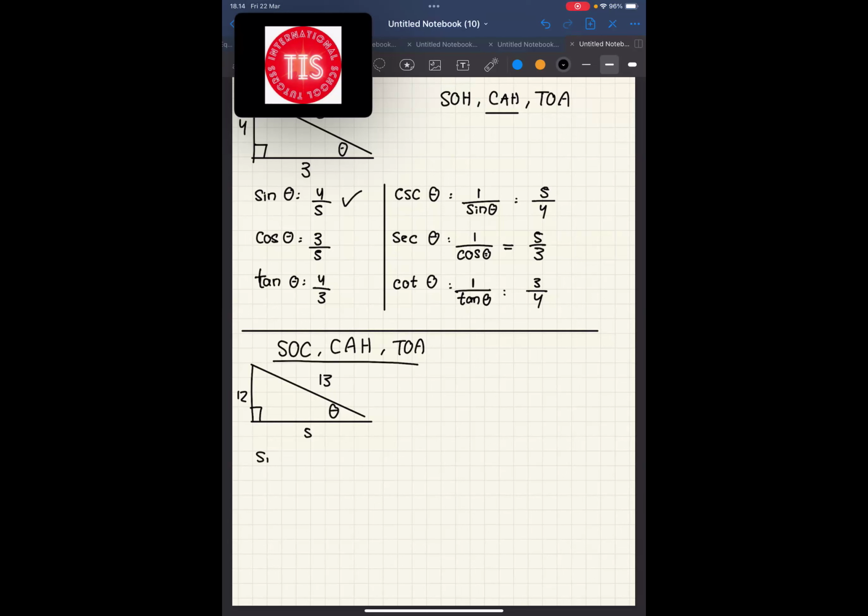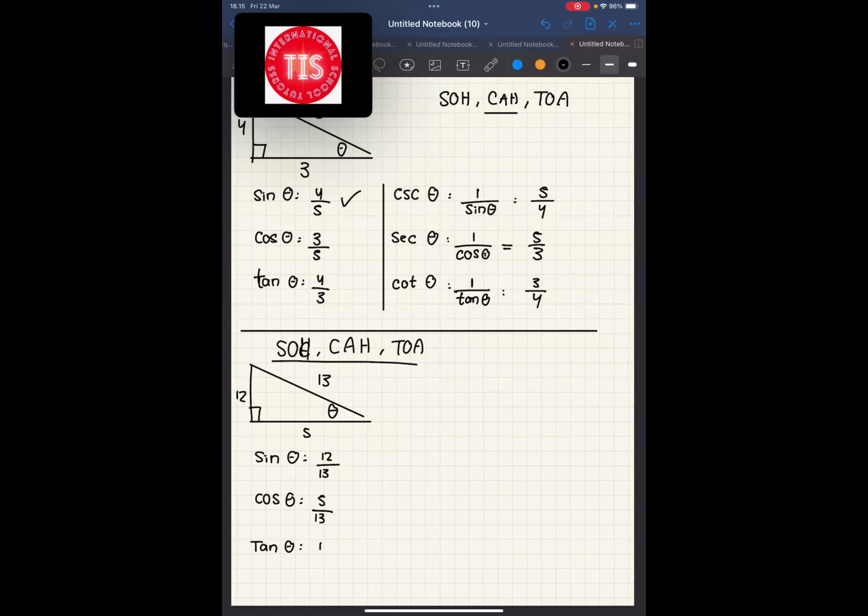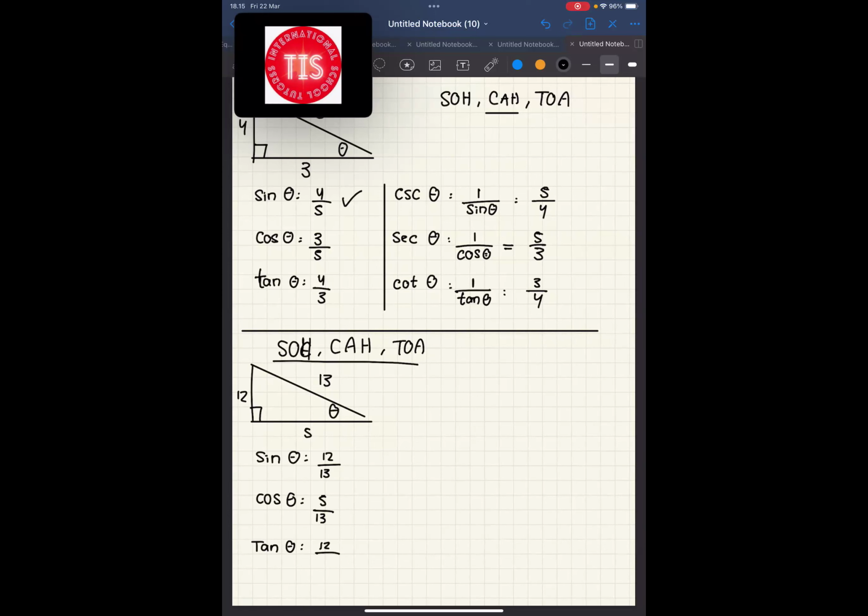So if we're looking for the sine of theta, it is opposite over the hypotenuse. The opposite of theta is 12, and the hypotenuse is 13. As for the cosine of theta, it is adjacent over hypotenuse, which is 5 over 13. And as for the tangent of theta, it is opposite over adjacent, which is 12 over 5.